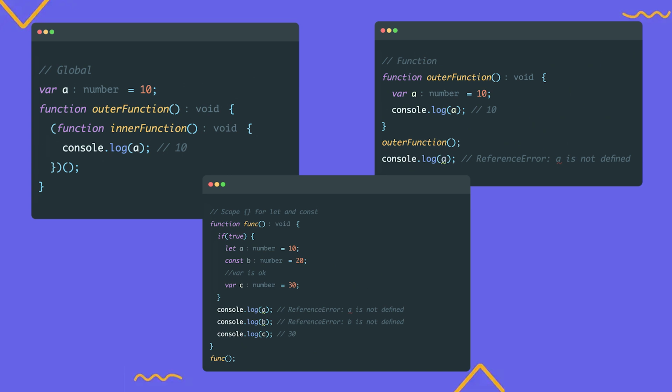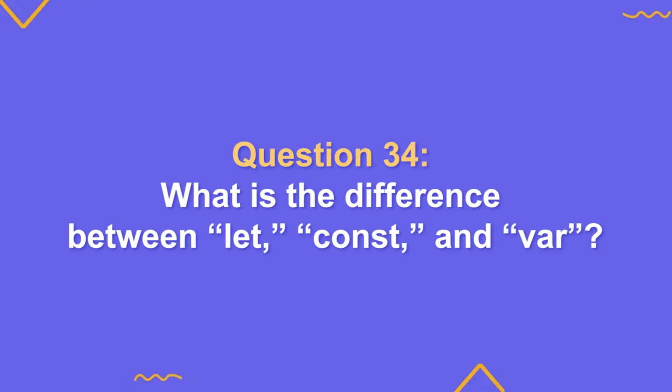A scope essentially sets the rules for finding variables. First, JavaScript looks for a variable in the local scope. If it's not found, the search continues in the outer scope, and so on, up to the global scope. The difference between let, const, and var.